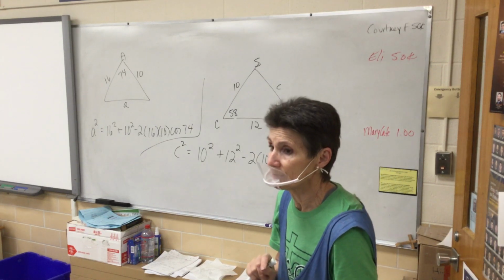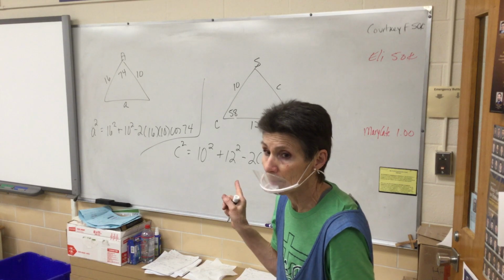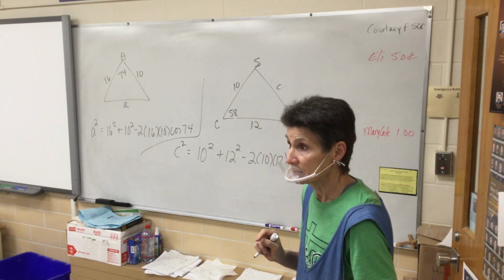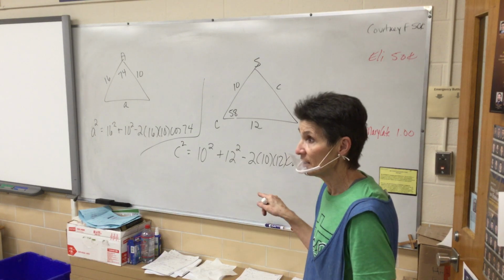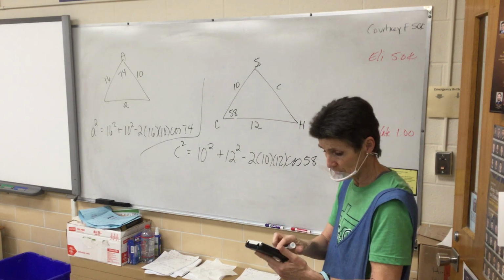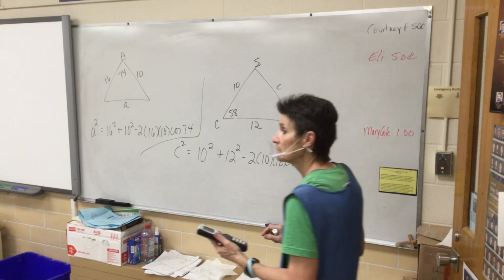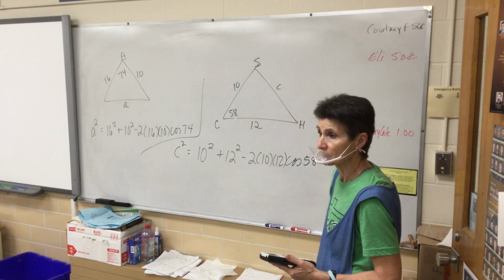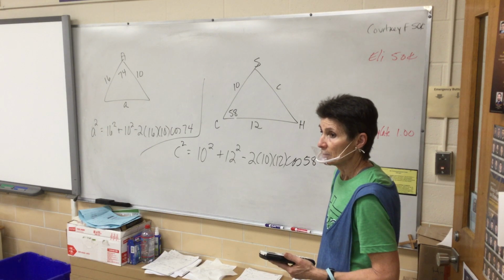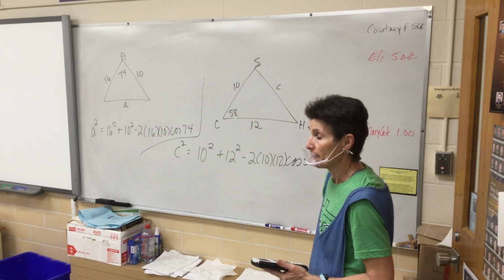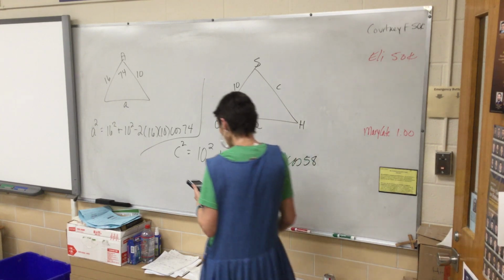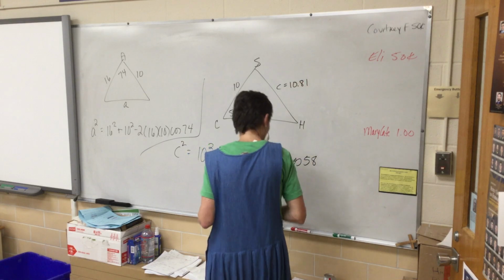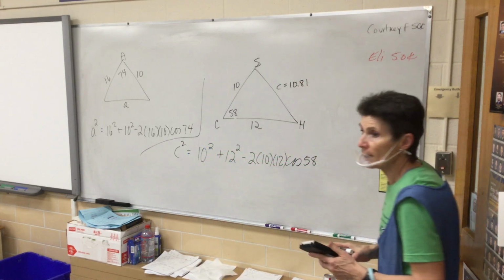What do I have to be careful of now? What's that number? That's c squared, right? So 116, that's c squared. So what do I need to do? Square root. So second square root, second answer. And you should come up with 10.81. Is that what you got?